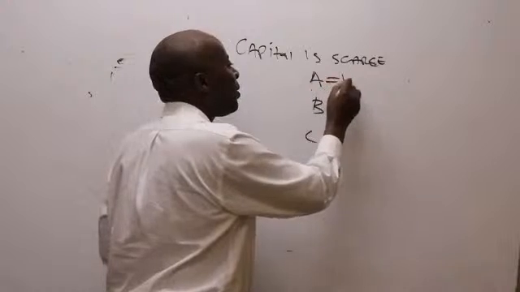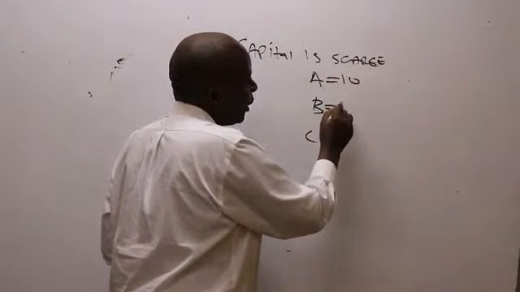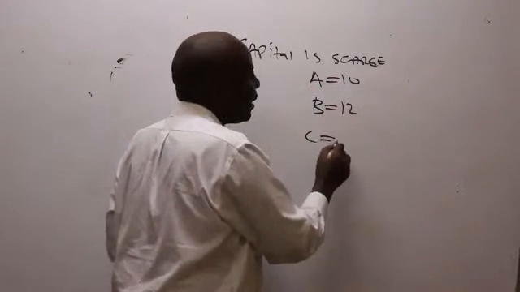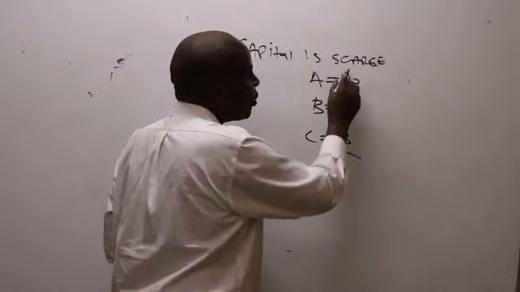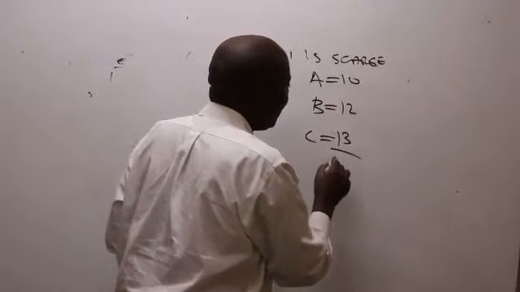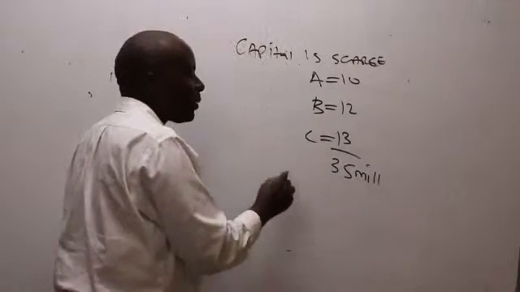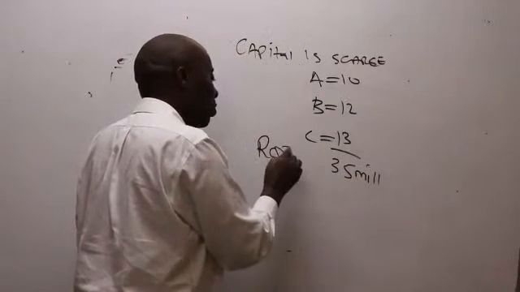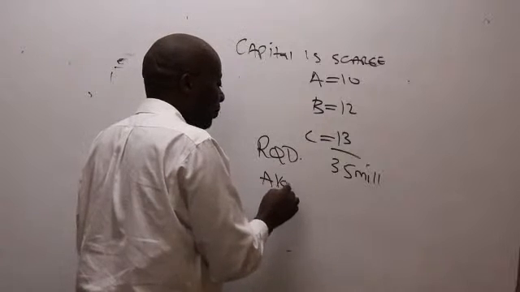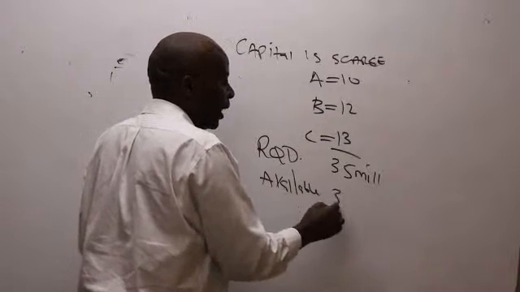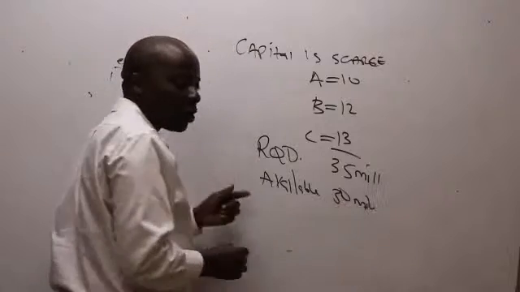If, for example, A is to take 10 million, B is to take 12 million, and C is to take 13 million, then in total the amount we need here will be 35 million. This is what is required. And what is available in our bank account will be, say, 30 million. So we've got a shortage here.